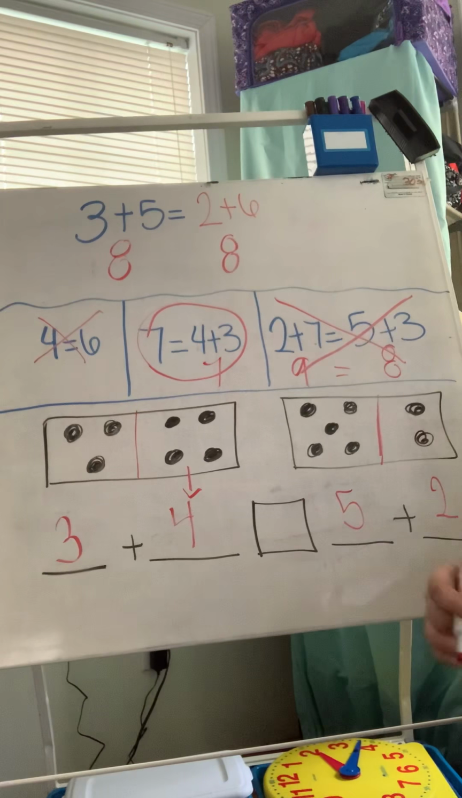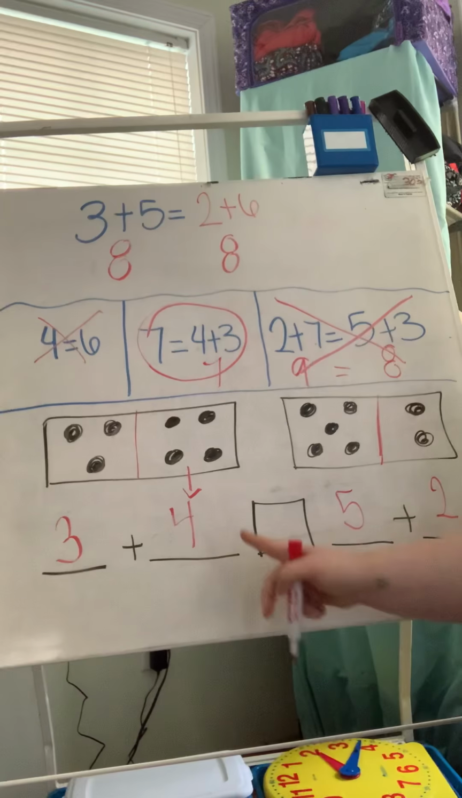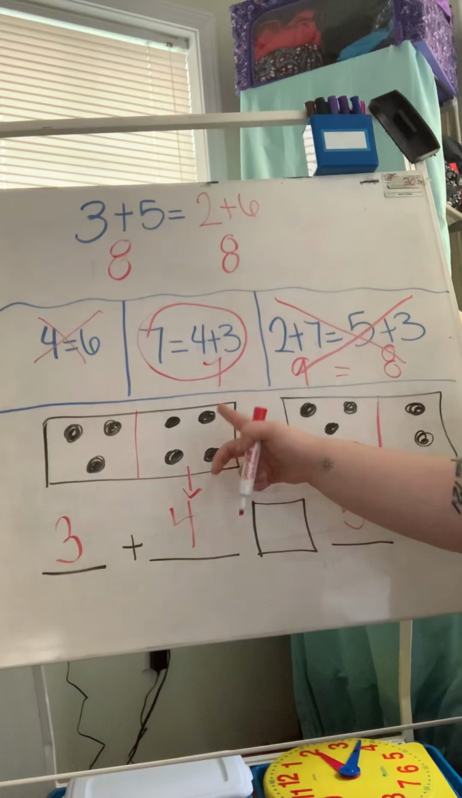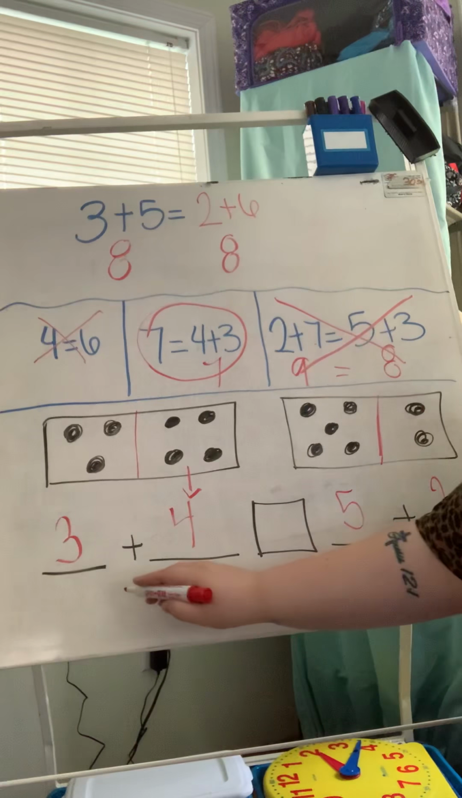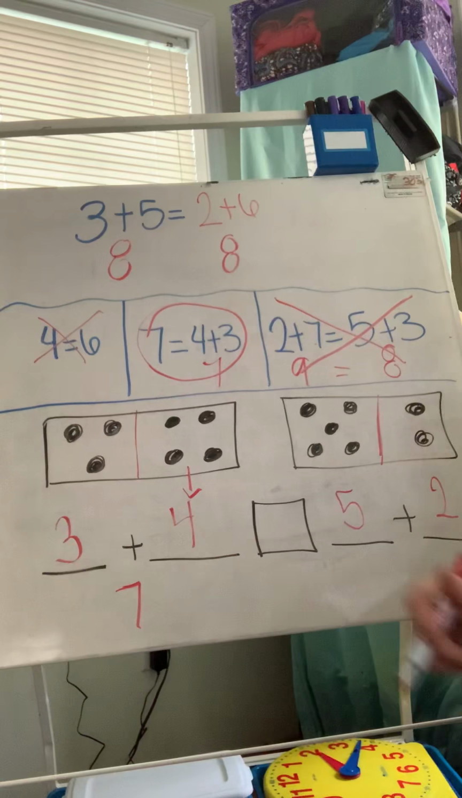Well, they should be able to go, well, up here in this box, there were 3 dots. I had to bring that down. And then I added 3 plus 4, and that gave me 7. And then they're going to come over here and they're going to say, well, there's 5 dots here, 2 dots here. And that gave me 5 plus 2, and 5 plus 2 is 7.